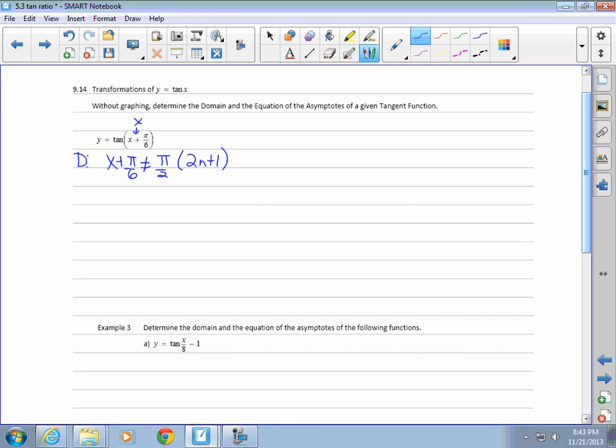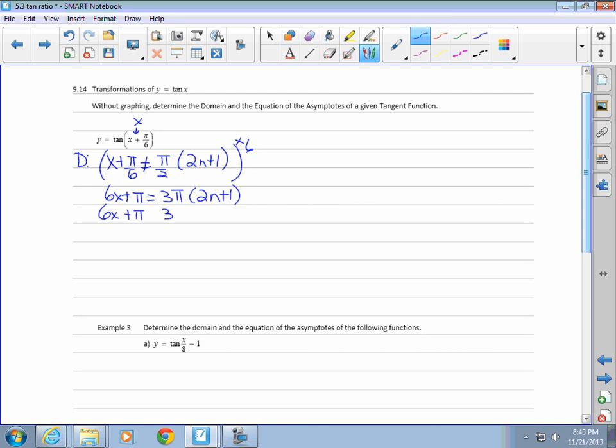Okay, so the same thing, I need to get rid of my denominator, so my lowest common multiple of 6 and 2 is 6, so I multiply everything by 6. So I have 6x plus pi is equal to 3 pi times 2n plus 1. So I can't do any subtracting because this is a plus pi and this is being multiplied. So I need to multiply through there.